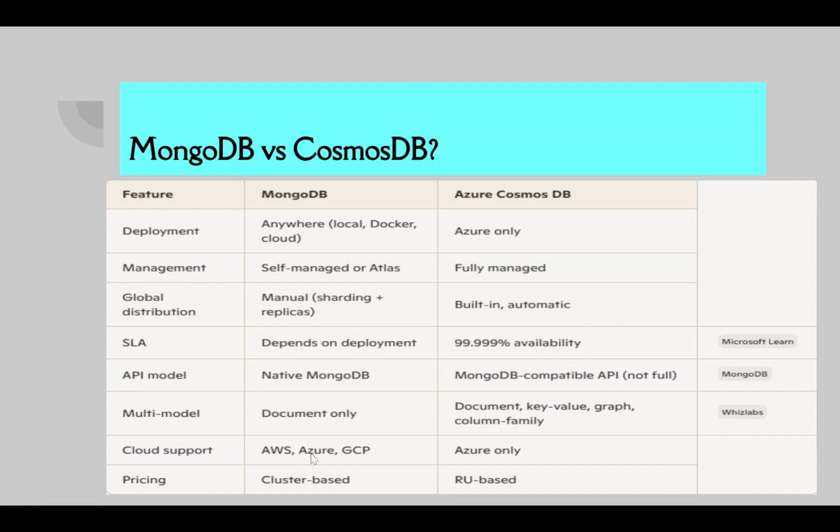Cloud support: MongoDB supports AWS, Azure, and also GCP. But Cosmos DB, since it is Microsoft, supports only Azure. Pricing: it's cluster based in Mongo, but in Azure Cosmos DB, it's RU based. So these are a few comparisons between Mongo and Cosmos. You can decide which components suit your needs.